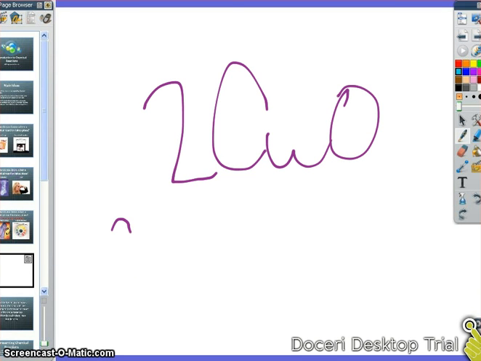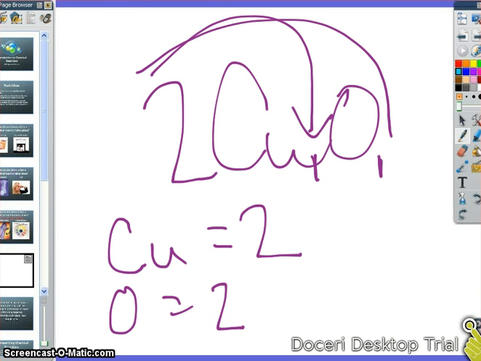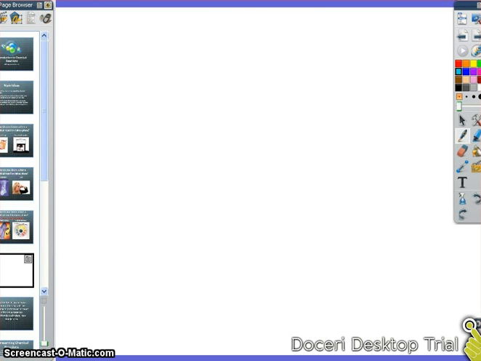Okay, we have our 2 elements. So we have no subscript here, so we multiply. That is a 2. We have no subscript here. That is a 2 also, so we have a total of 4. Okay, now what if I did this example? This will be our last example.